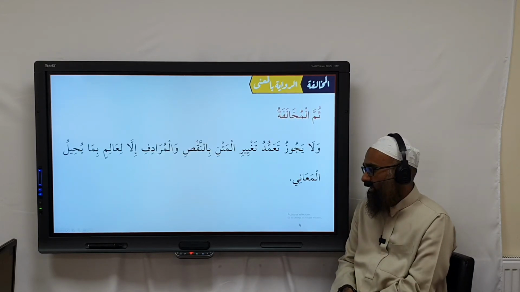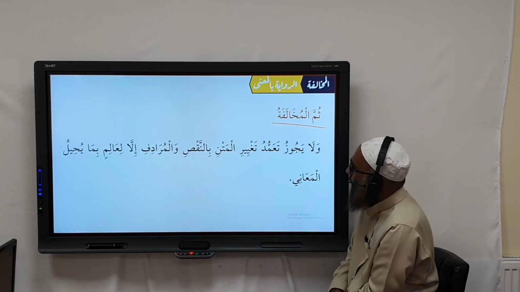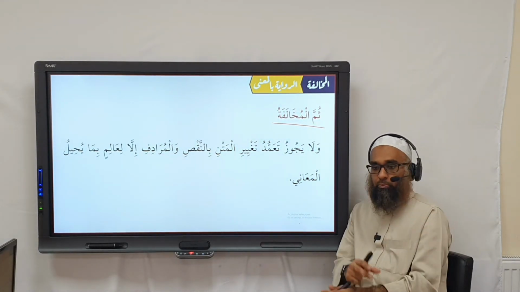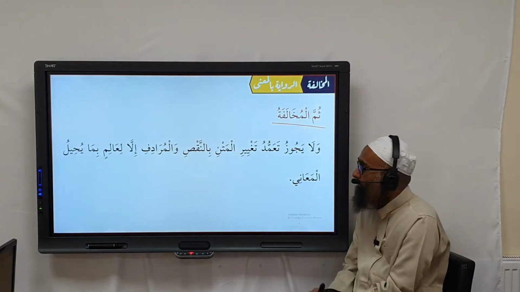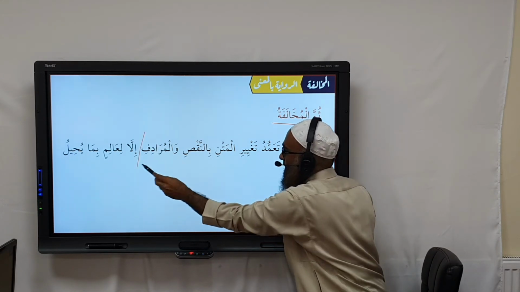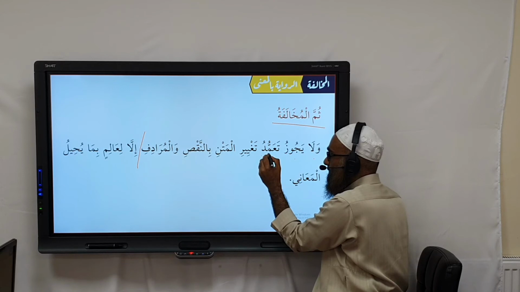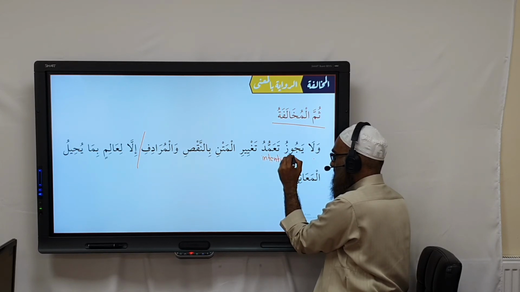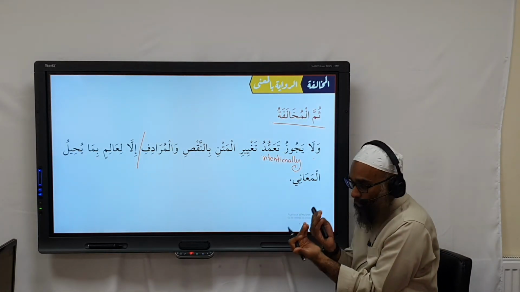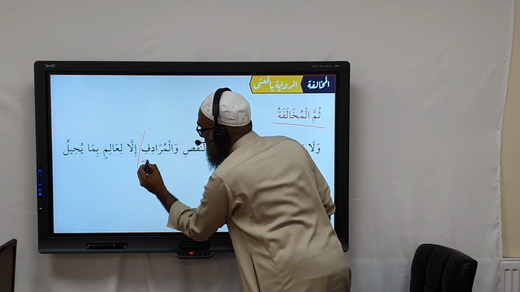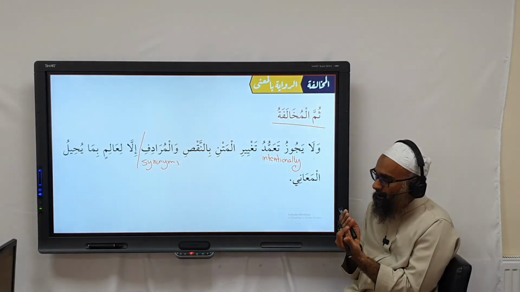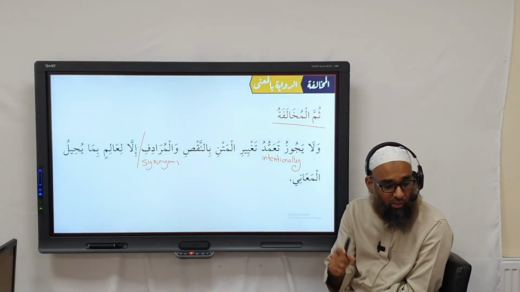Next thing he's mentioning here is, it's not necessarily mukhalafa, but you will find a mukhalafa when there's riwayat bil ma'na. Because you can see that they're narrating the same thing, but they're doing riwayat bil ma'na. So he's saying here, وَلَا يَجُوزُ تَعَمُّدُ تَغْيِيرِ الْمَتْنِ بِالنَّقْصِ وَالْمُرَادِفِ. It is not permissible to intentionally change the matan by shortening it or by adding muradif, synonyms.